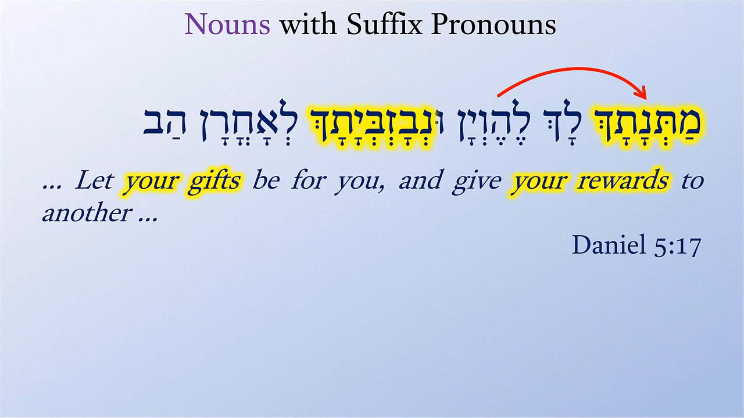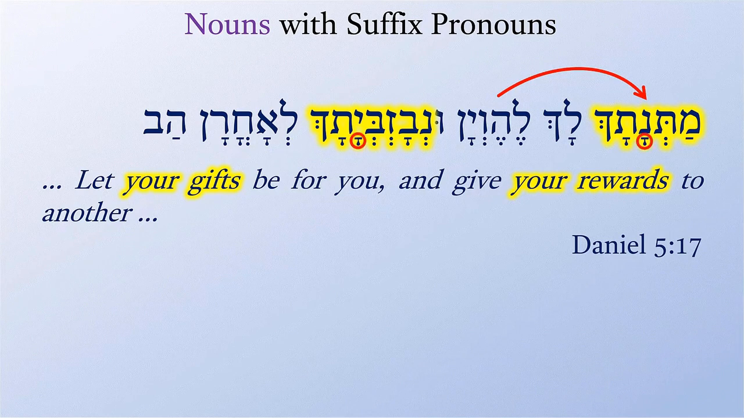So we have subject-verb agreement for the "let your gifts be for you" part. But that's just because it's a subject, the gifts there. However, the rewards are the object: "Give your rewards to another." So within Daniel 5:17, we need to look elsewhere other than subject-verb agreement to help us.